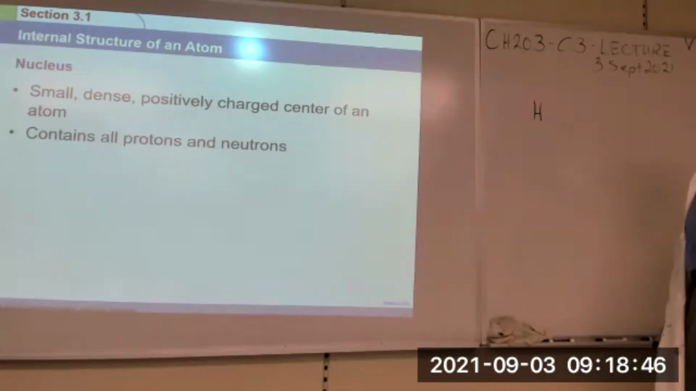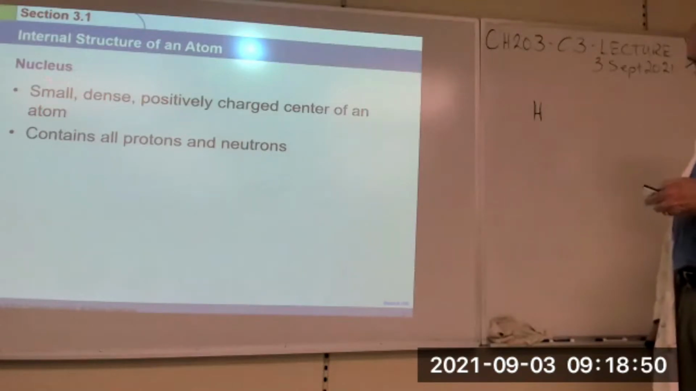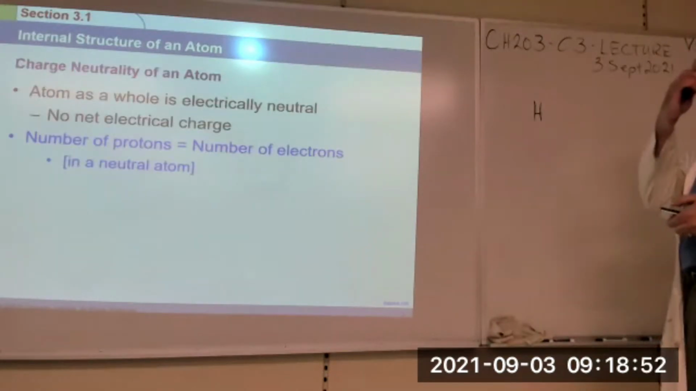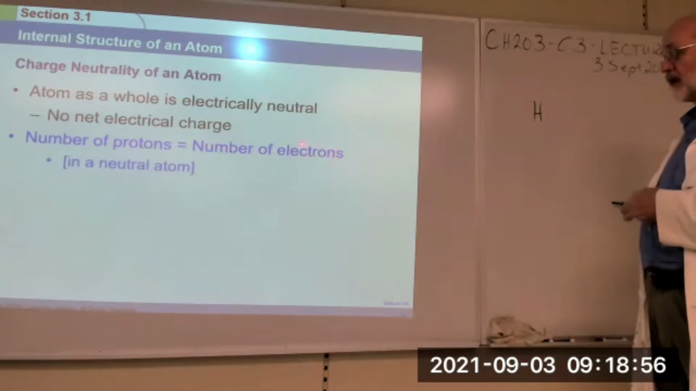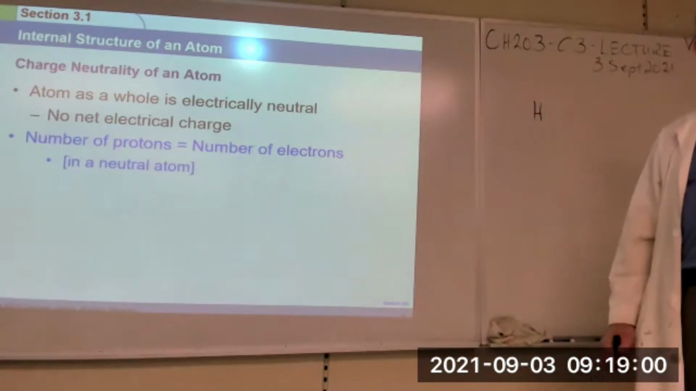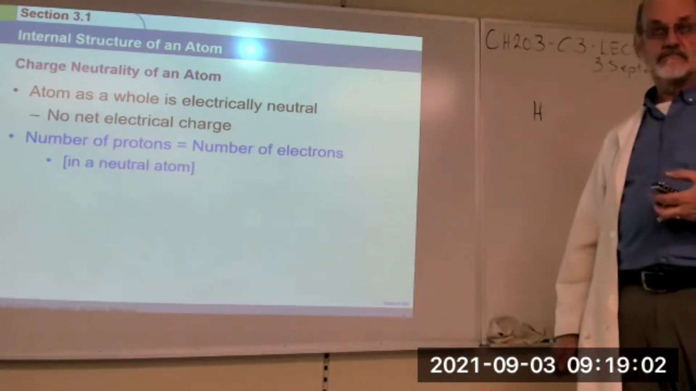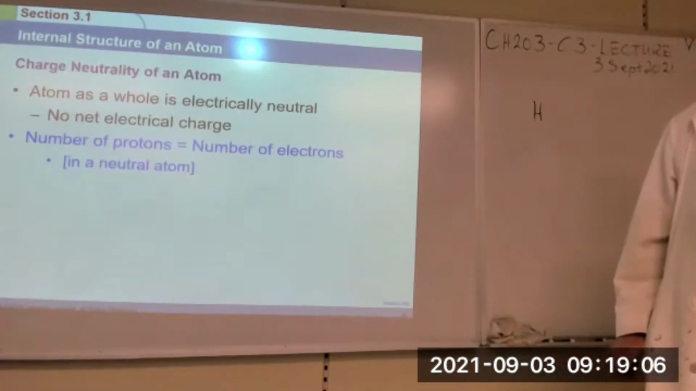All right, mentioned this already. That's where the protons and neutrons live, in the nucleus. And as long as you've got the same number of protons and the same number of electrons, then you have a neutral atom. So what do we call an atom that has different numbers? Call it an ion.